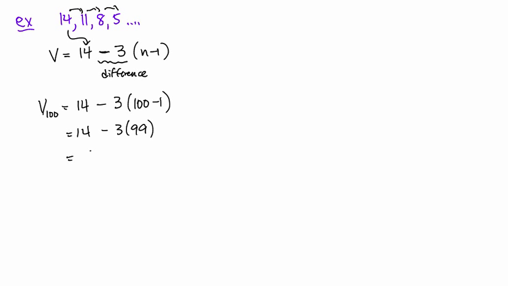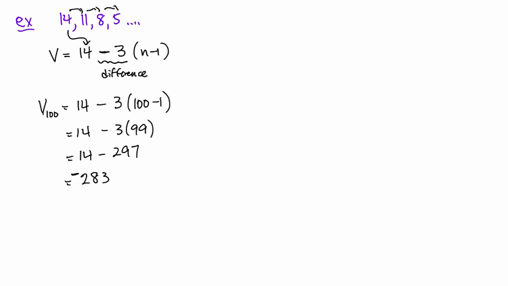Yes, you can use a calculator if you have to. 14 minus 297, the negatives win by 283. So the 100th number in this sequence should be negative 283.